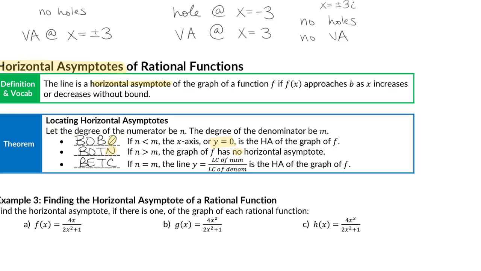Betsy is bottom equal top. Maybe write that down: bottom equal top. So when the degrees are the same, when the bottom equals the top, to find the horizontal asymptote you're just going to take the leading coefficient of the numerator and the leading coefficient of the denominator, and divide them. That number that we get after we divide them will give you the horizontal asymptote.